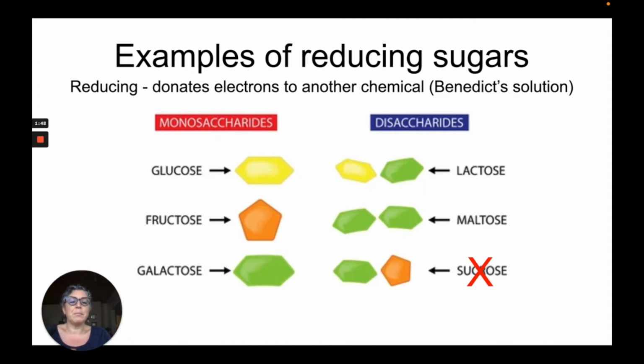For the disaccharide molecules, it is lactose and maltose that will donate electrons to the Benedict solution, and therefore it would turn another color besides the blue. Sucrose, which is the third disaccharide, and remember sucrose is table sugar, does not donate electrons, so it is not considered a reducing sugar, and so you would have to do a different type of test to determine if sucrose was in the food sample that you were testing. So for the most part, all of the monosaccharides and 2 out of the 3 disaccharides are all reducing sugars.